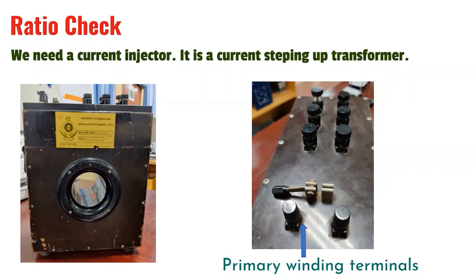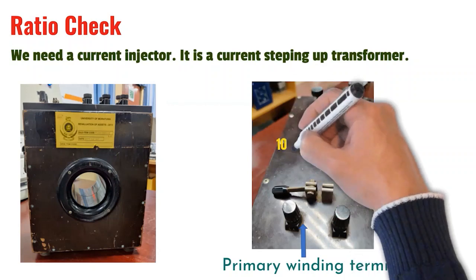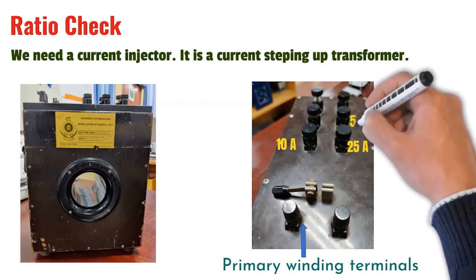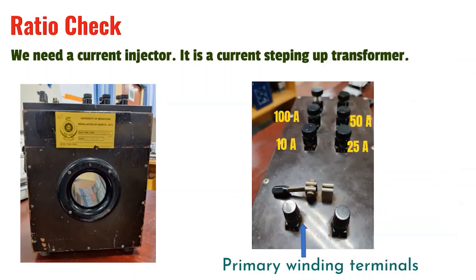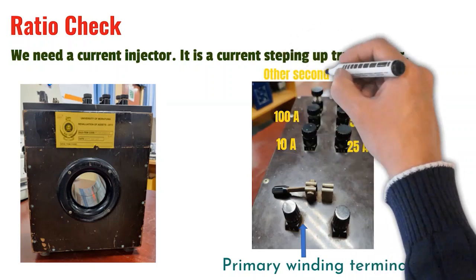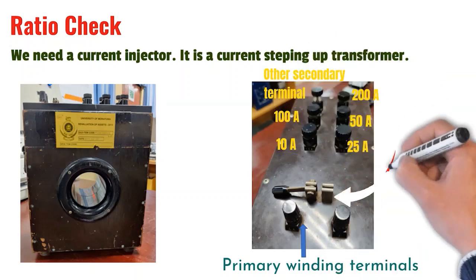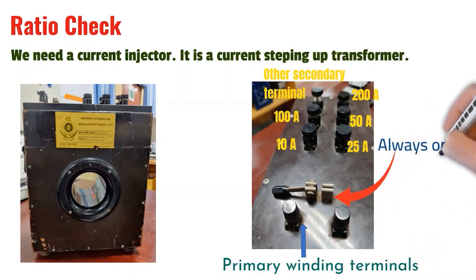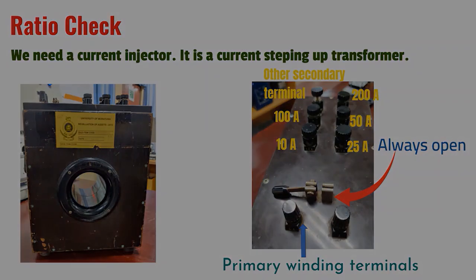In the secondary winding, we have to select the current rating we want. There are 10 amperes, 25 amperes, 50 amperes, 100 amperes and 200 amperes. If you connect the conductor to the 50 ampere terminal, then the maximum current that the terminal can pass is 50 amperes. So here we will select the 100 ampere terminal for safety and the other secondary terminal, and keep this switch always open. Now let's see the circuit arrangement.